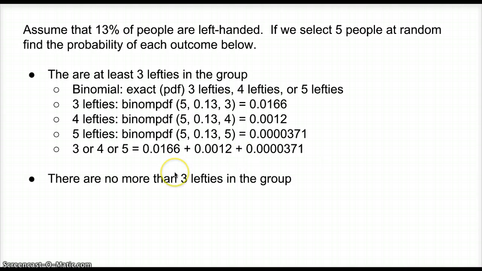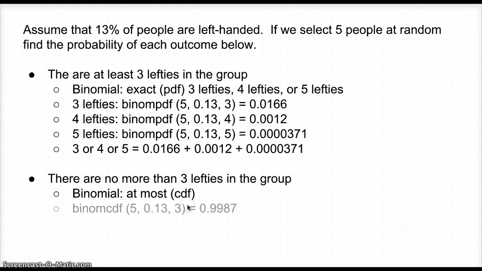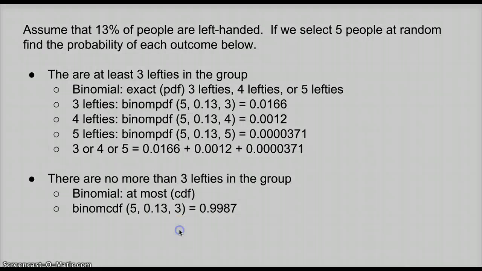All right, last one on this is that there are no more than 3 lefties in the group. So pause the video and see if you can figure out what that is. So again, binomial. Now it says no more than, so that's our at most, and so that's our CDF. And so it's 0.9987.